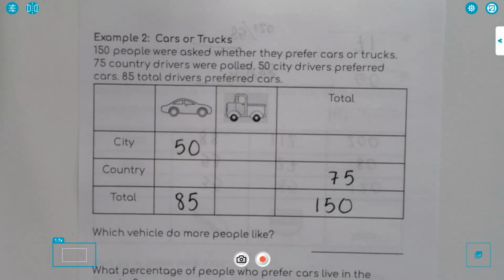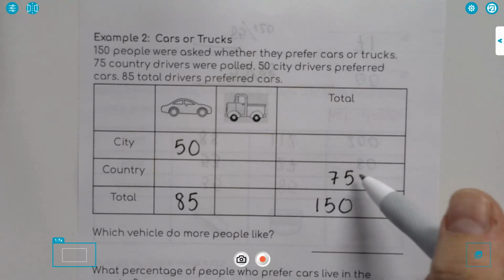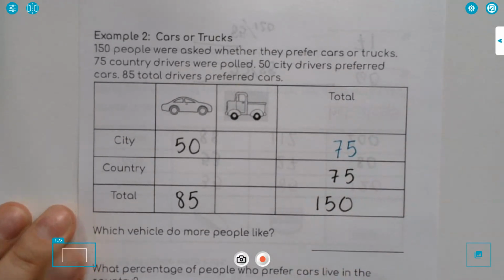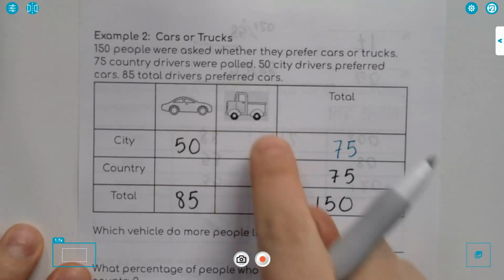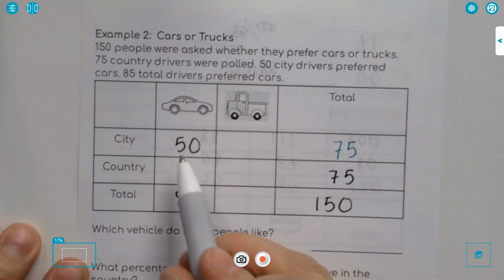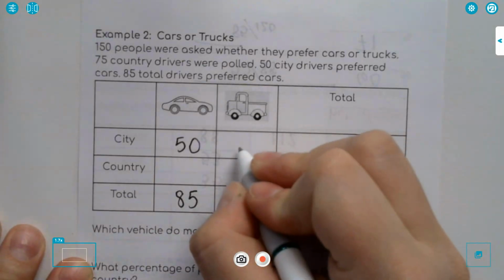Alright, from here, we can go ahead and put everything together, fill in the rest of it. So I'm going to start over here. There's 150 people. Exactly 75 of them are from the country, so the other 75 are from the city. So that's going to be a 75 there. And then we can fill in either of these boxes, or this one actually. The only one we can't do right now is the very middle one. So 50 plus what is 75. That means the city truck has to be 25.